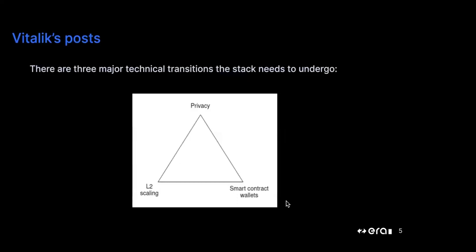Just a few different perspectives on why privacy. Vitalik has recently posted about the 3 major transitions that the Ethereum stack needs to undergo. One of them is L2 scaling, which obviously we're working on here at Matter Labs. Smart contract wallets, I think there have been several other talks and ideas about that. And I'm going to focus on the 3rd pillar, which is privacy.